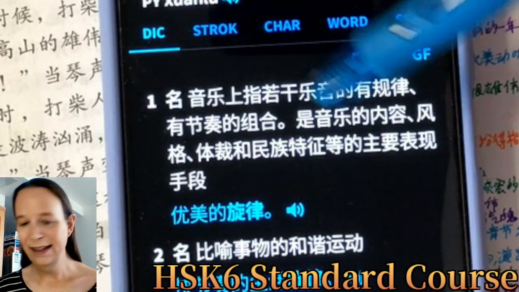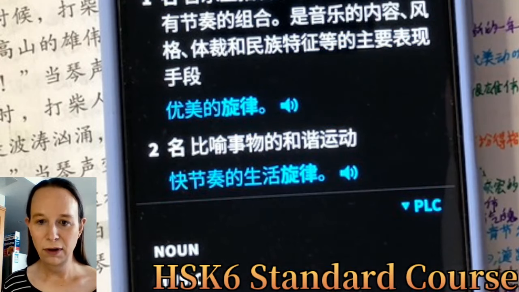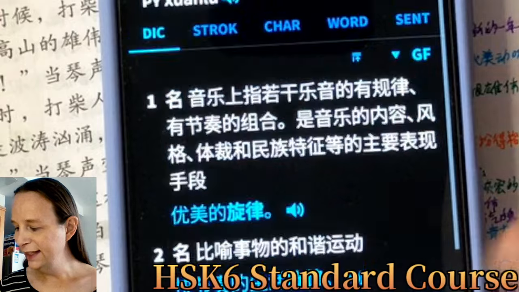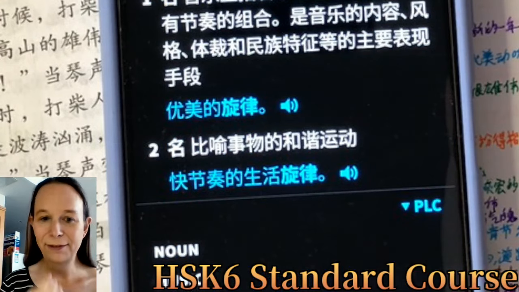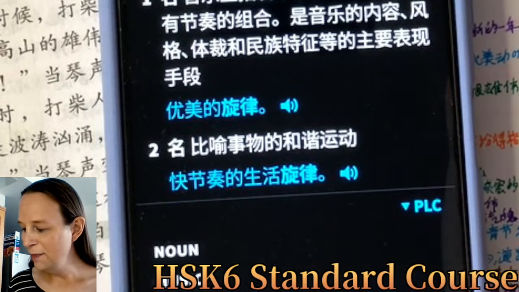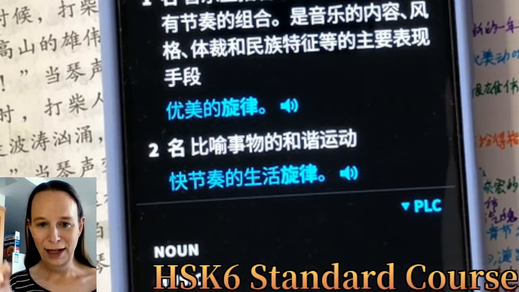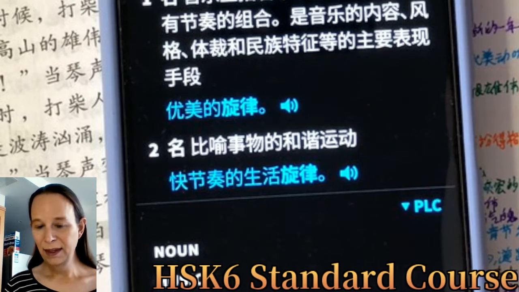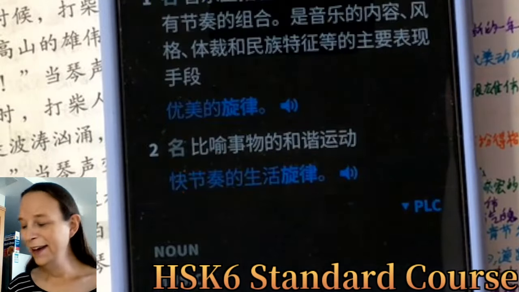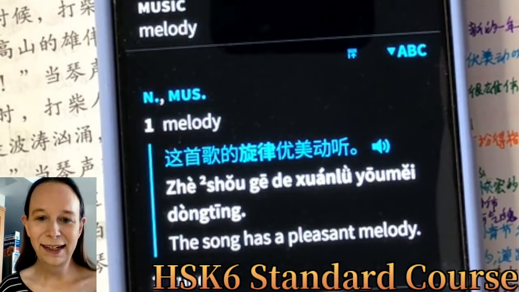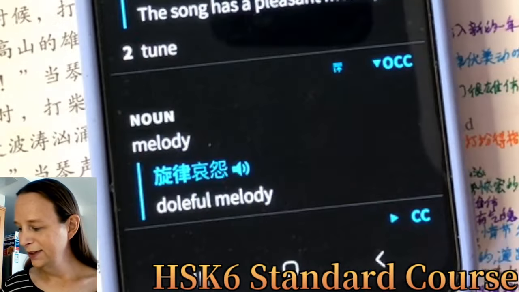So it originates from music, 比喻事物的和谐运动. So this is the literal one, the melody in the music. However, it also can be used metaphorically or figuratively to mean harmonious operation. 快节奏的生活旋律，生活旋律。Usually you say 生活方式, but the melody of life. 这首歌的旋律优美动听。The melody of the song.